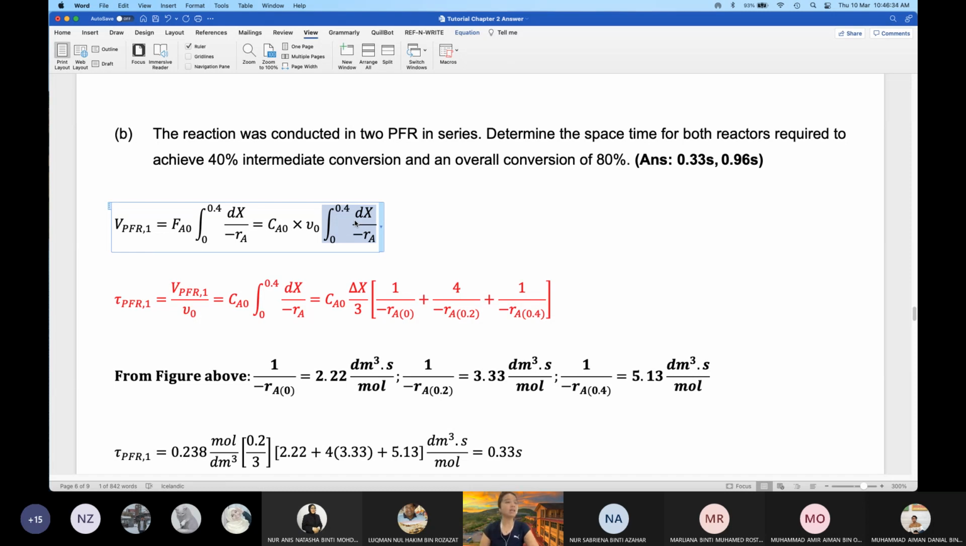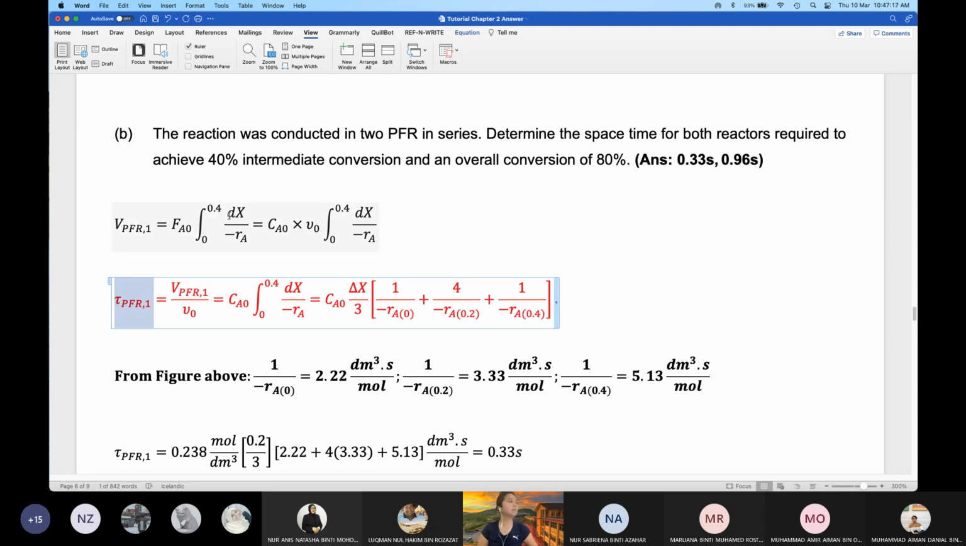So when I do this, what happens? Saya nak space time kan? So if you realize, I can move my V0, my initial volumetric flow rate, from right to left, it become a division. So it become volume PFR 1 divide with initial volumetric flow rate. Kalau volume bahagi dengan initial volumetric flow rate, dapatlah space time untuk reaktor pertama saya. So left hand side saya dah dapat apa yang saya nak, which is my space time.